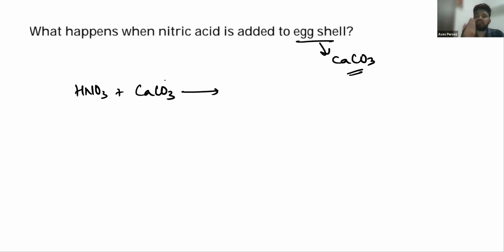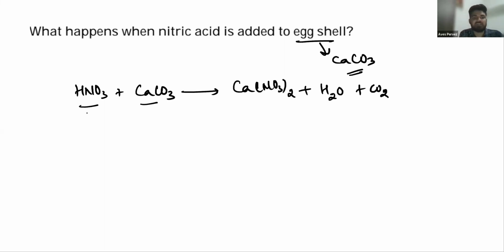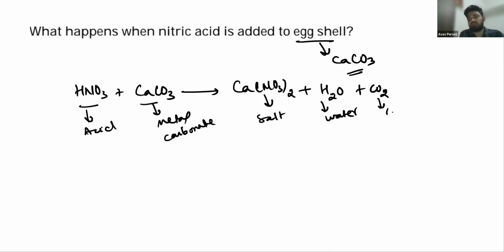Some substance, like when carbon dioxide is passed through lime solution, it turns milky. Like eggshells. What is eggshell? Most commonly it is asked, so you must know the formula for eggshell. The formula for eggshell is calcium carbonate. When it reacts with this acid, this is metal carbonate, so it will form calcium nitrate, Ca(NO3)2, plus water plus carbon dioxide gas. So acid when reacting with metal carbonate will form salt plus water plus carbon dioxide.